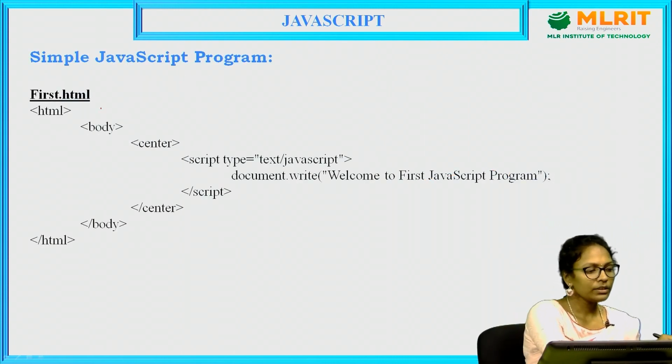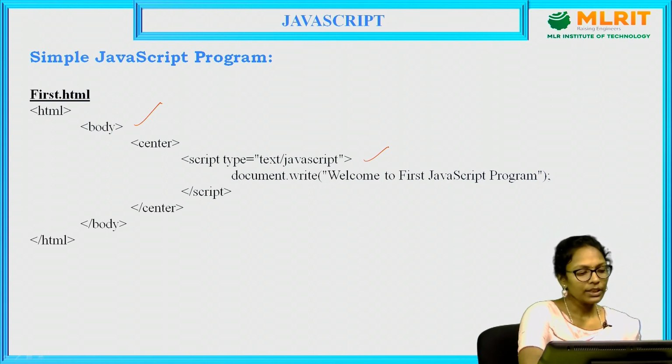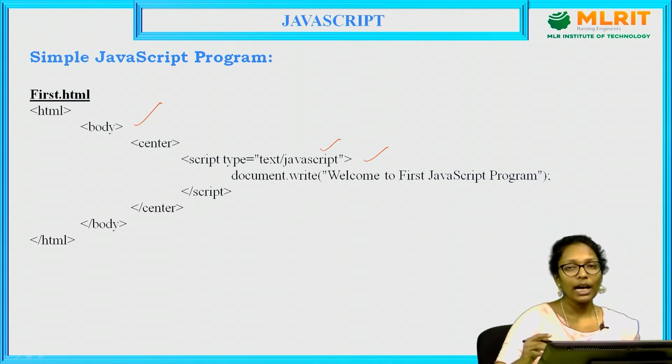So here in the body part, I'm just opening the script type. So this is the example for your first type of JavaScript. So here I'm including the script type. So script type is equal to text/javascript, and here I'm writing only a single statement to print a message, welcome to first JavaScript program.